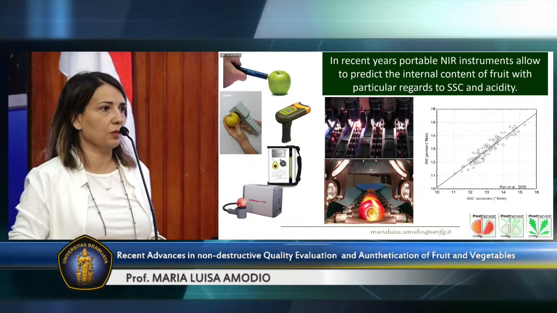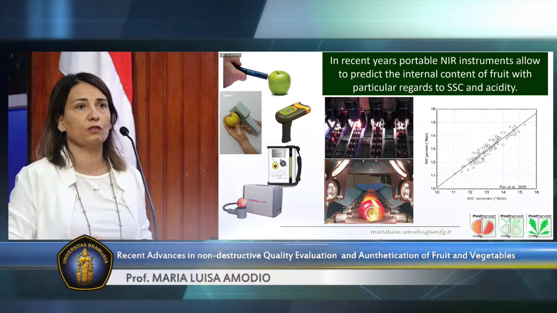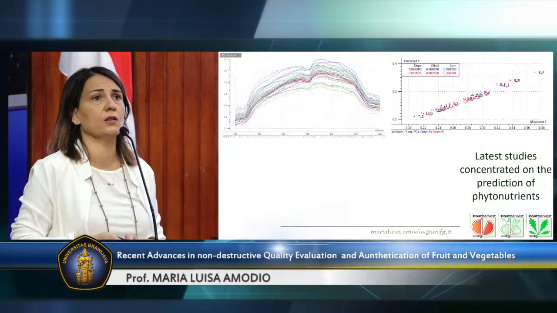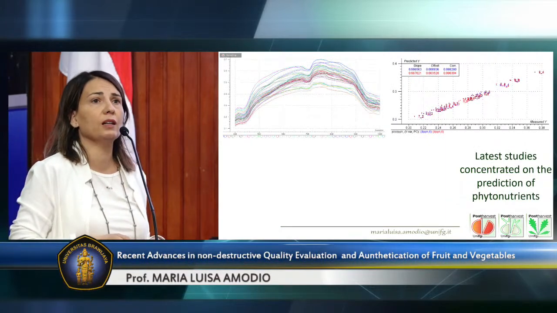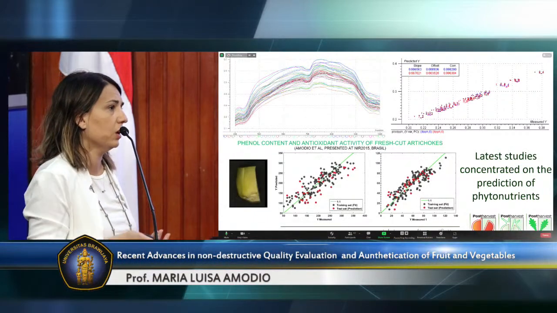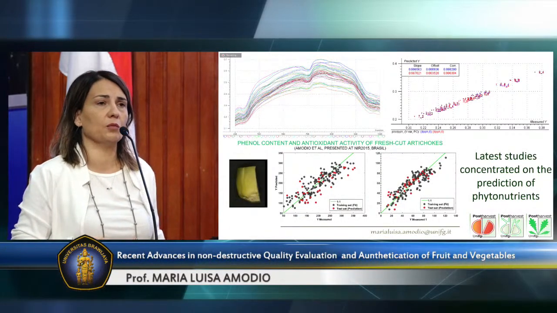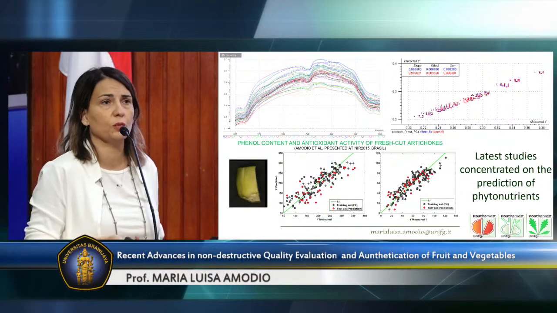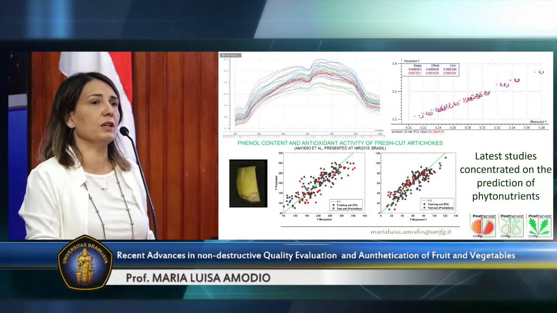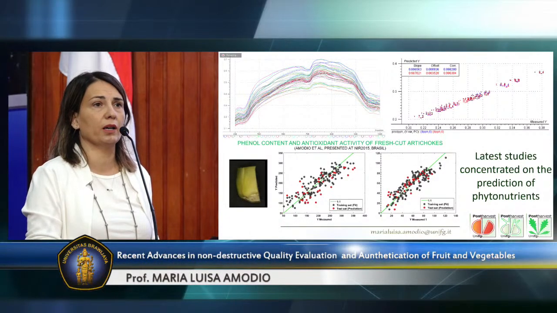Water is overlapping the signals a little bit, but we developed a very good model for the prediction of maturity index. This is a commercial application we can find on the market. The latest studies concentrated on the prediction of phytonutrients, and since water is the big part of it and here we are speaking about a few milligrams per 100 grams of product, it is much more difficult to get the information. But in the latest study we did, we were able to predict, for instance, phenolics content and antioxidant activity. In this case I'm showing artichokes.